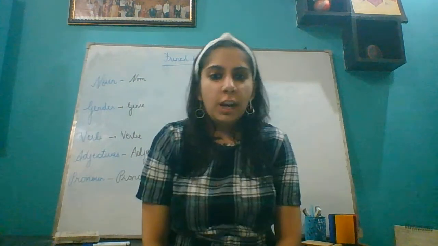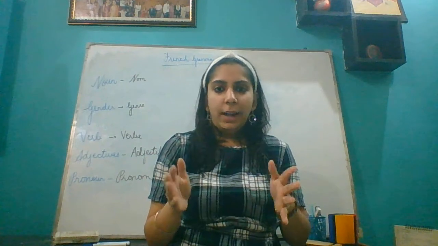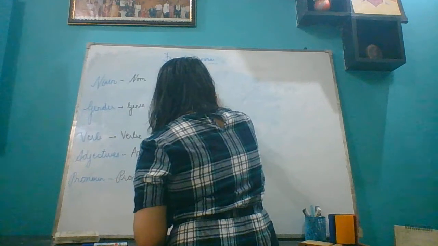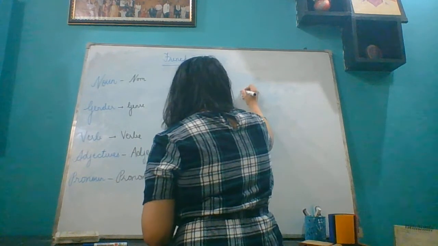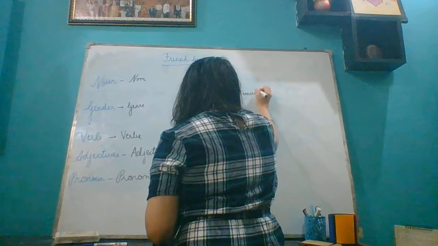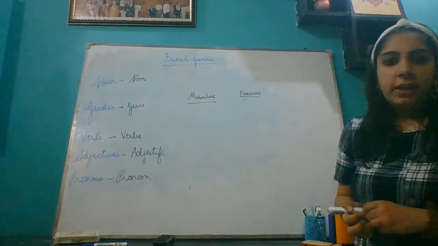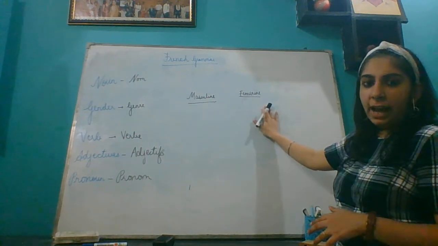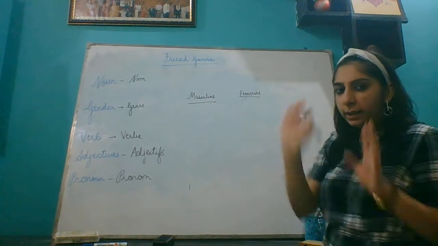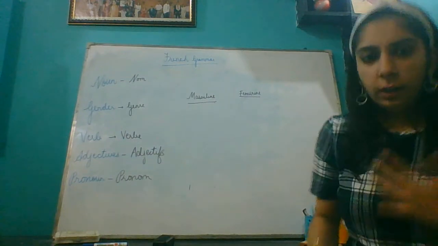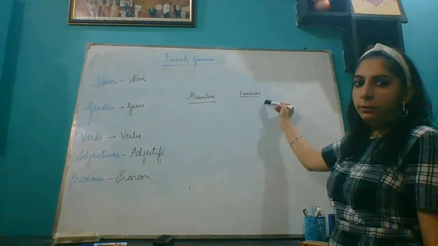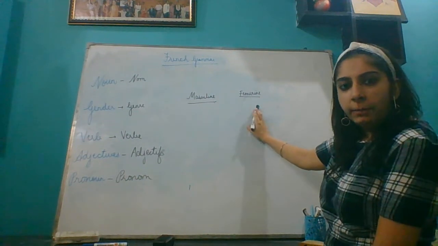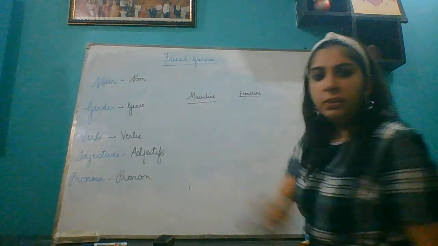Moving on to gender. Gender is basically divided into two categories, masculine and feminine. French people have considered a very simple rule for identifying masculine from feminine. What they say is most of the nouns that end with E would be feminine, but there are certain exceptions to it that you will learn slowly and steadily. For example, if we divide it into percentage, 85% of the nouns that end in E would be termed feminine, and masculine is simple, which doesn't end with E.